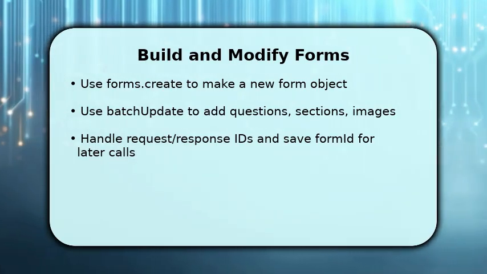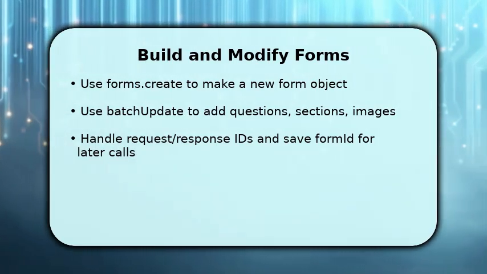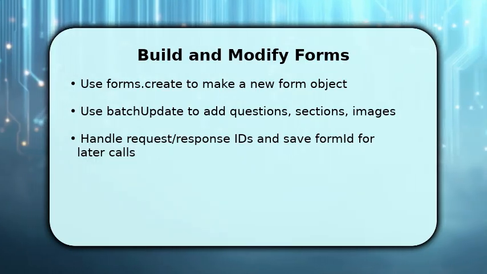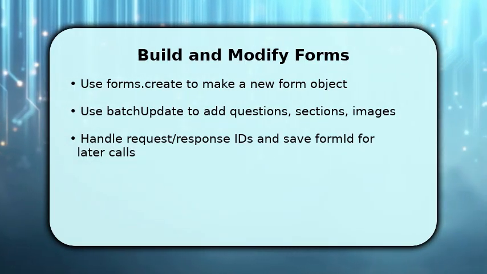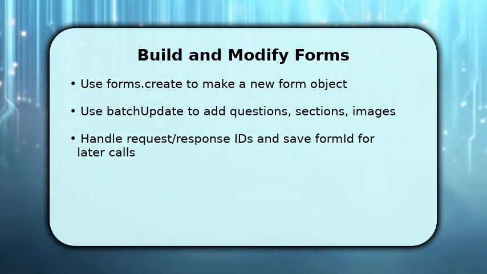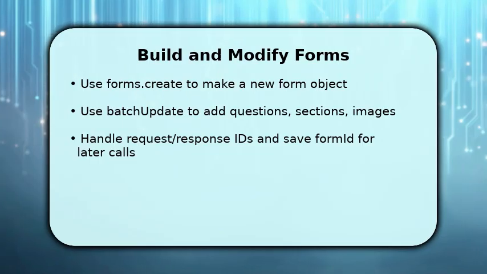Then build a batch update payload to add items like text, multiple choice, or page break. Batching reduces network trips and preserves ordering. Make sure to include a client item ID for idempotency and to track edits.